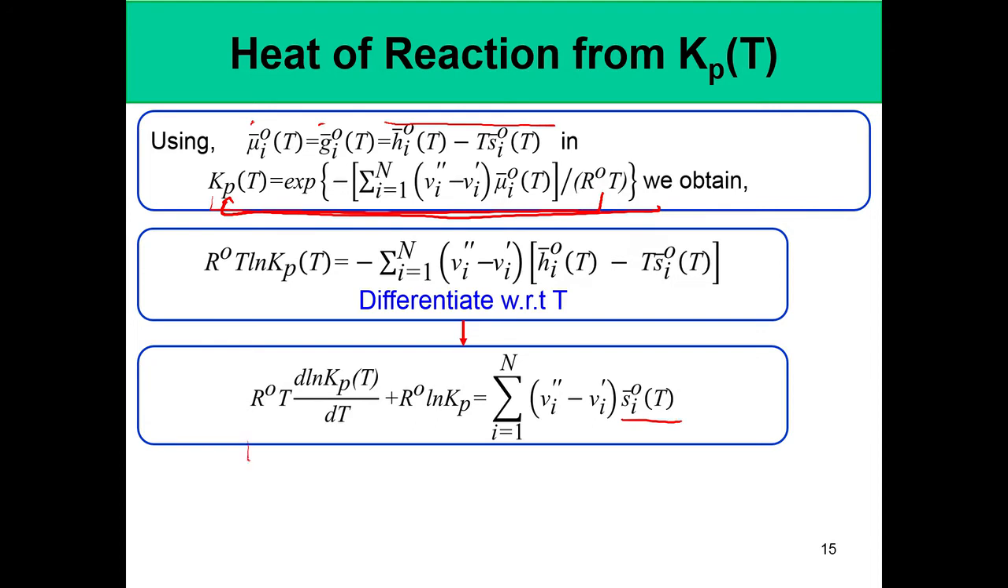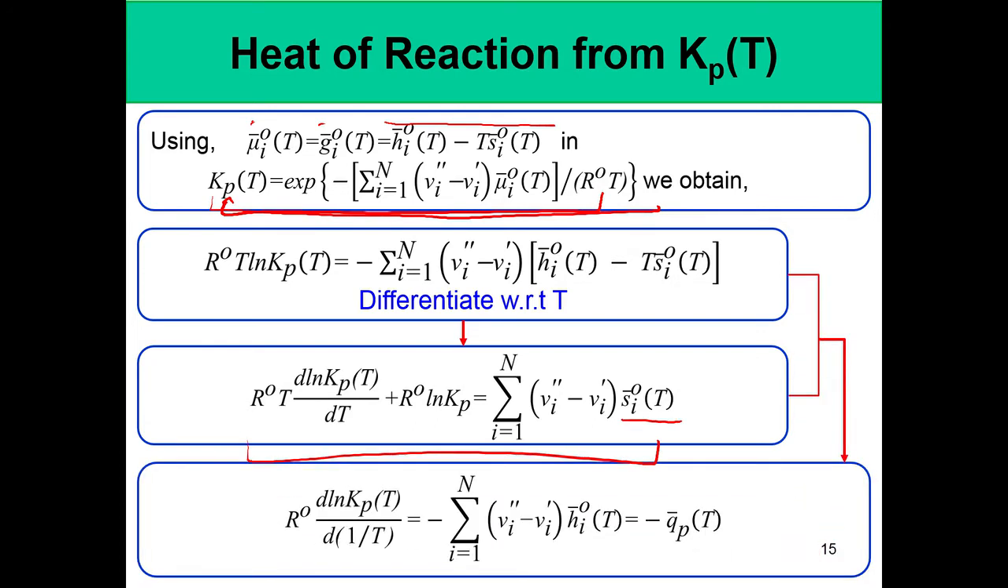And this is what we will get, and it can be shown that R0 times d ln Kpt divided by d 1 by T is essentially equal to minus the heat of formation of products minus the heat of formation of reactants, which is the negative of the heat of reaction. Okay. So, that is how we can obtain this.